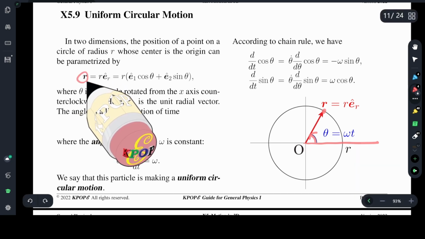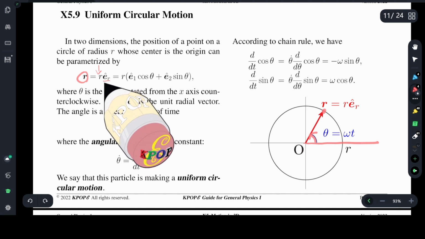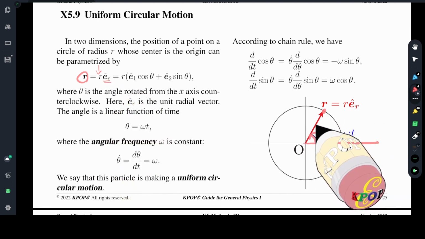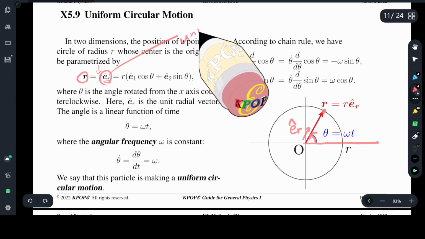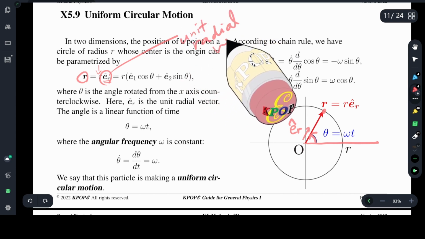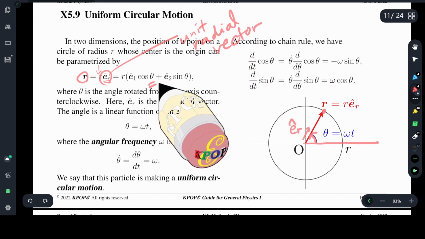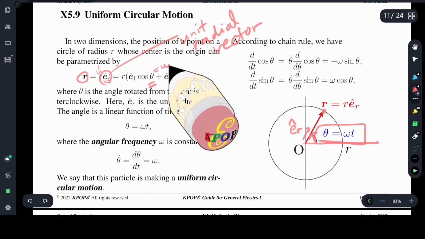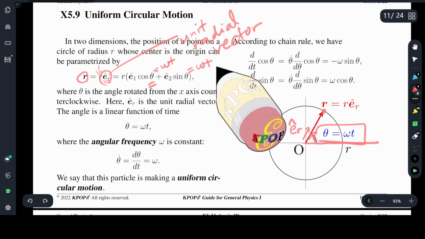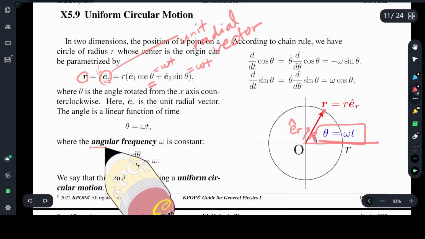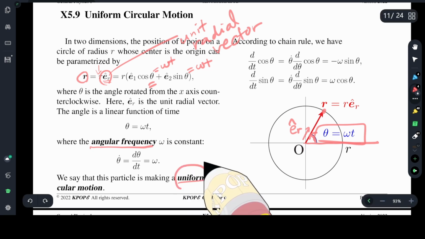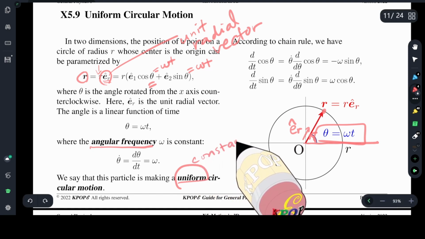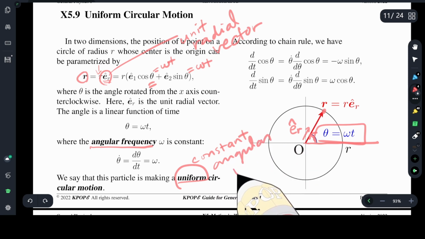First, we write down the position of the particle with a fixed radius multiplied by the unit vector along the radius. This one is the unit radial vector. And the angle theta, as we have stated, is omega t. The rate of change with time is fixed as omega. That is the angular frequency or angular velocity. This we call uniform circular motion. Uniform means the angular frequency is constant, a constant angular velocity.